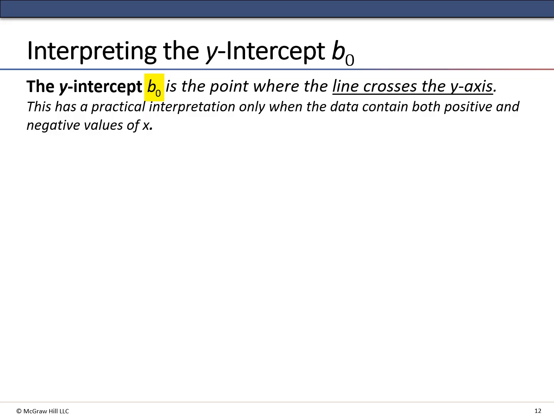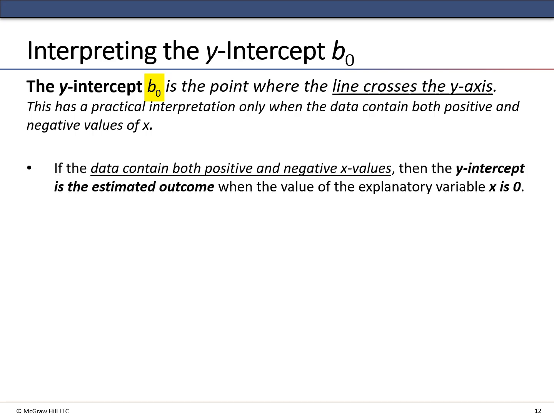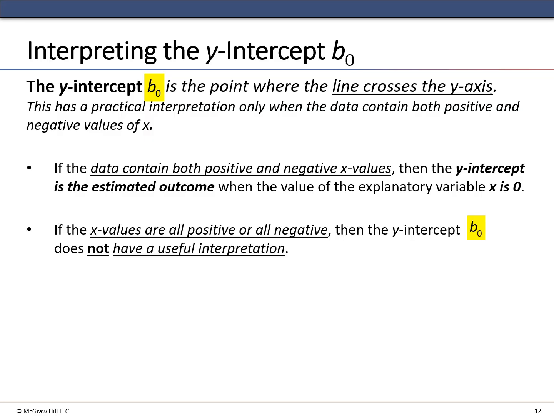Well, if you have a house with 0 square feet, you don't have a house. Maybe you have an imaginary house. So if you're going to interpret the y-intercept, you only do that if x equals 0 has some kind of relative meaning in terms of the study that you're doing. If data contains both positive and negative x values, this is typically when the y-intercept, which is the estimated outcome when x is 0, does have some kind of context, if you will.